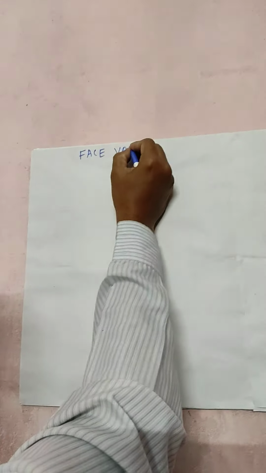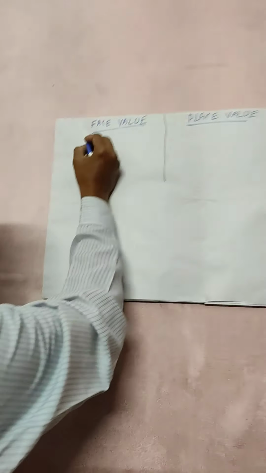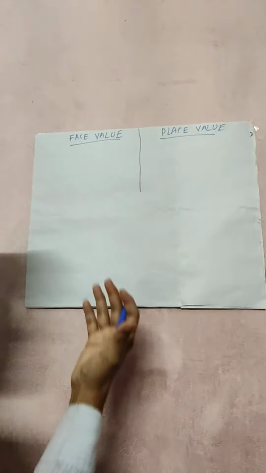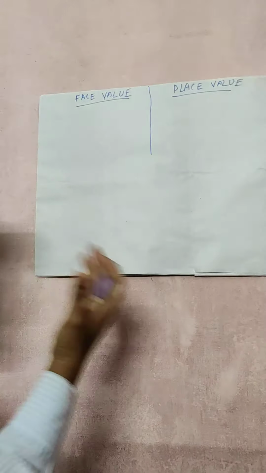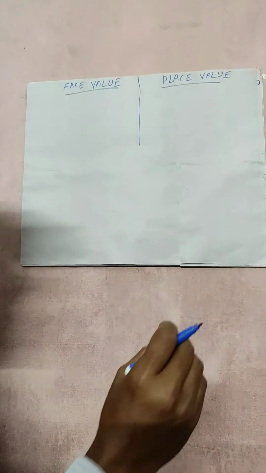Face value and place value. I have already explained this, but again I am showing you that. Face value: what is face value? The face of a number, that means the face of a digit. So it is called face value. And place value means where the digit's place is, its position.